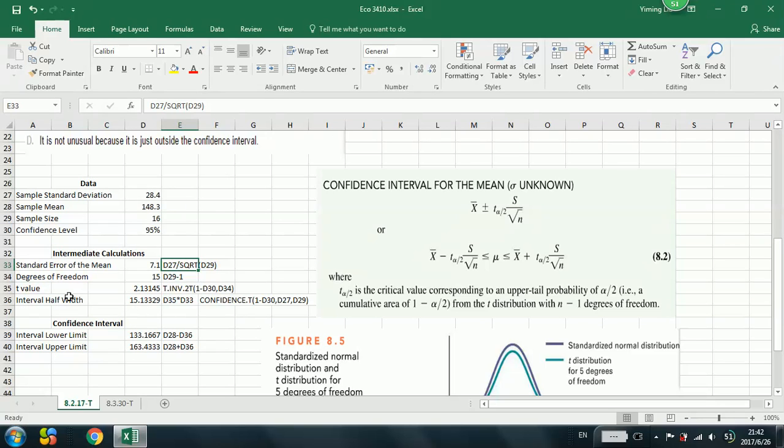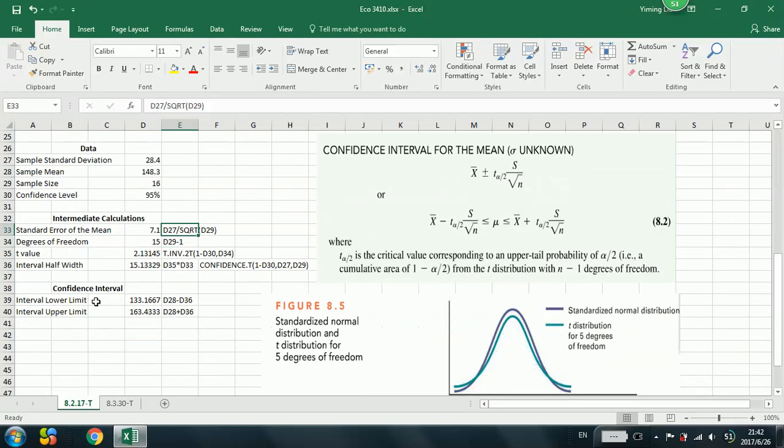For the last one, we calculate the interval half width, which is the t-value multiplied by the standard error of the mean, and that gives us 15.13. Please pay attention that there is also another built-in function that can get exactly the same result, which is CONFIDENCE.T. In the parentheses, we have 1 minus the confidence level, comma, the sample standard deviation, comma, and the sample size. So next we move on to the confidence interval.